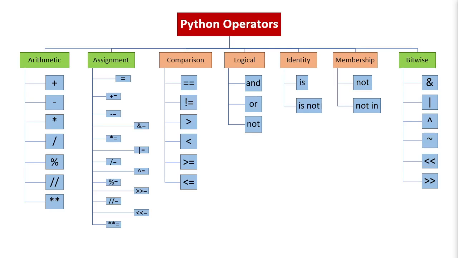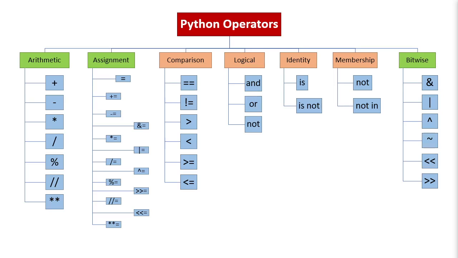Next, we will learn about identity operators. In Python, the operators is and is not are the identity operators. Identity operators are used to check if two values or variables are located on the same part of the memory. This is different from comparison operators because in comparison operators, we are checking if two values or variables are equal. But with identity operators, we are checking if the two values or variables are stored in the same location, not if they are equal.